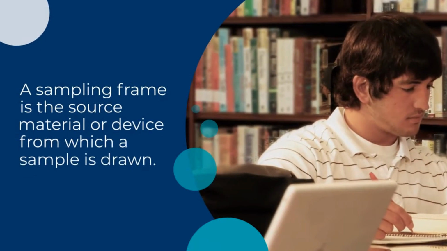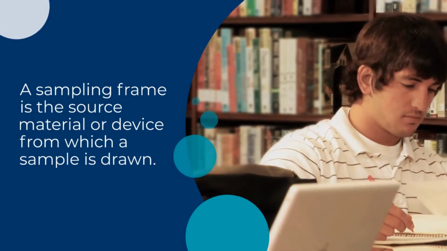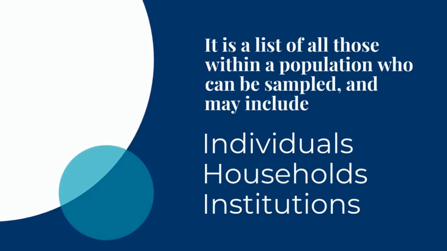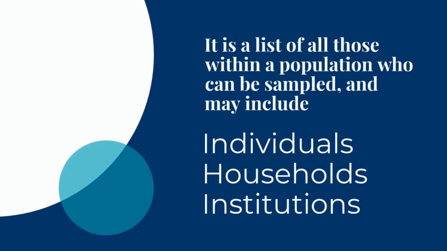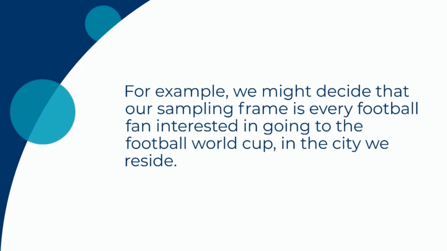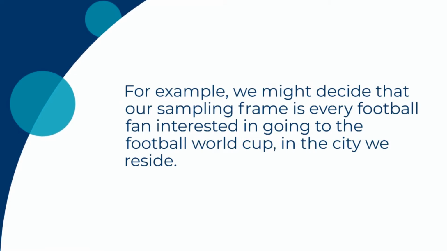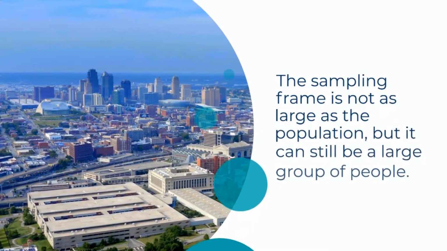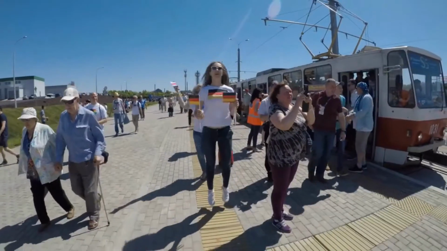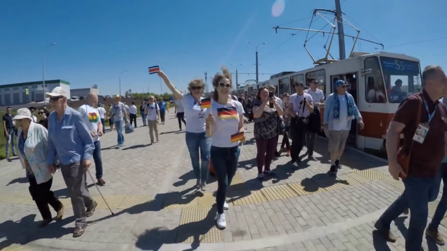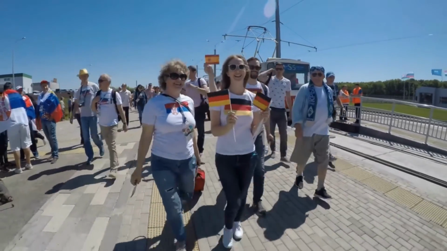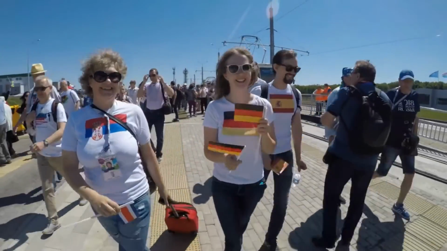A sampling frame is the source material or device from which a sample is drawn. It is a list of all those within a population who can be sampled, and may include individuals, households, or institutions. For example, we might decide that our sampling frame is every football fan interested in going to the Football World Cup in the city we reside. The sampling frame is not as large as the population, but it can still be a large group of people. Chances are we won't be able to study every single person interested in attending the Football World Cup final in our city. However, geographical framing is a good place from which to draw our sample.